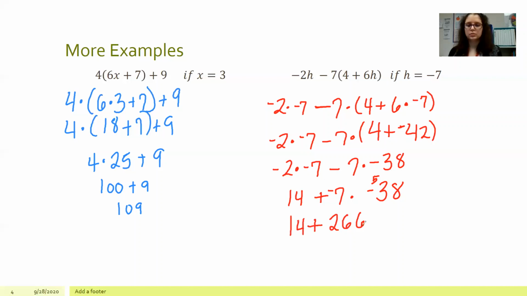So 14 plus 266, 4 plus 6 is, well, 10, carry your 1. 1 plus 1 is 2, 2 plus 6 is 8. Bring down your 2 because there's nothing in the hundreds. And so this expression works out to be 280.